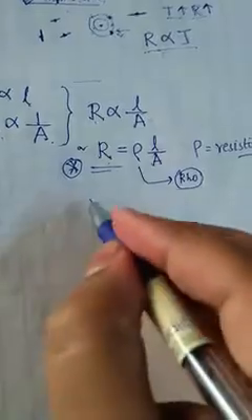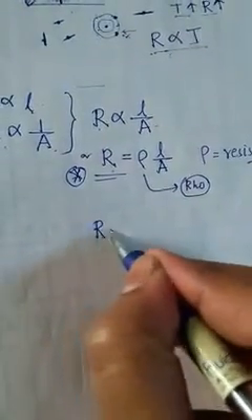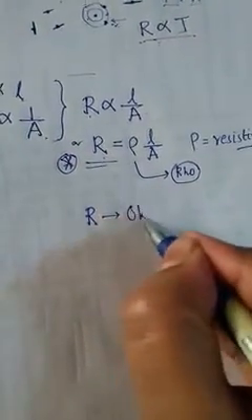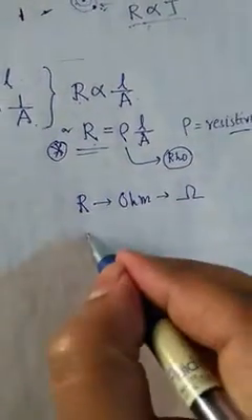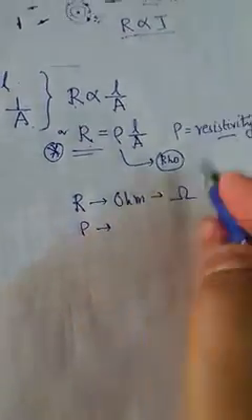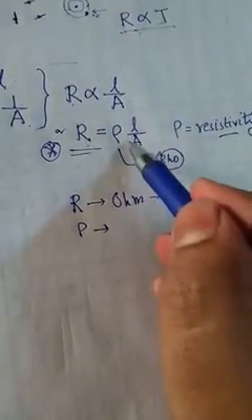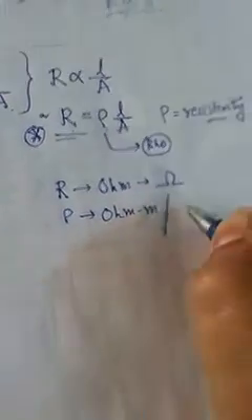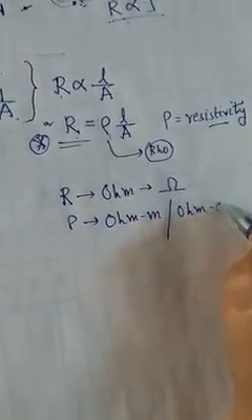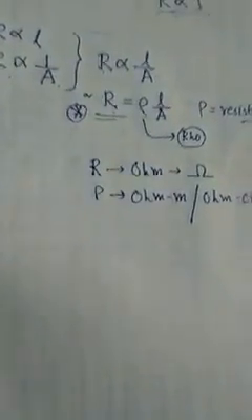What is the unit of resistance? I have already told you the unit of resistance is ohm. And what is the unit of rho, the resistivity? Just try to find out. That is ohm meter, or you can say ohm centimeter. Okay, now what is conductance?